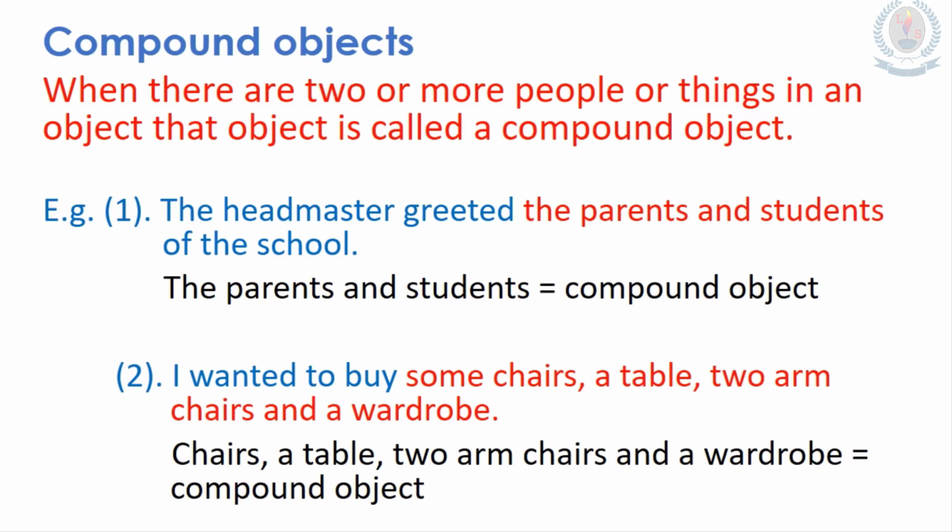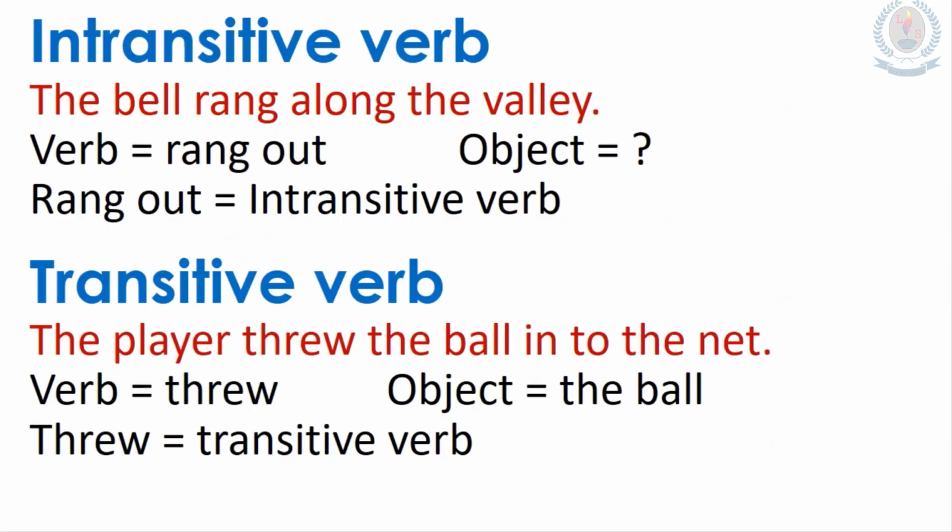Then this object can be called a compound object because there is more than one piece in the object. Look at this example, second one, children. I wanted to buy some chairs, a table, 2 armchairs and a wardrobe. Here, buy what? Here, not one thing. Some chairs, a table, 2 armchairs and a wardrobe. Since there are more words in the object, we call this one compound object. Chairs, a table, 2 armchairs and wardrobe. That is called compound object. Let's go to next slide, children.